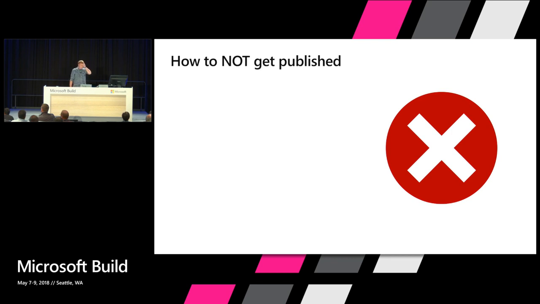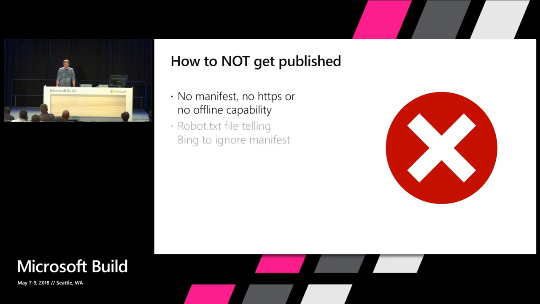Okay, so there are some cases where you may not want to be indexed and listed in the Windows Store. So I want to make sure we're clear that you do not have to have your progressive web app in the store. There's a couple ways to make sure that doesn't happen. First of all, if you don't have a manifest, you're not HTTPS, or you don't have offline capabilities, you won't be in there. The second thing is in your robots.txt file, you can tell Bing to ignore your manifest. Then we won't look there and we won't see you as a PWA.